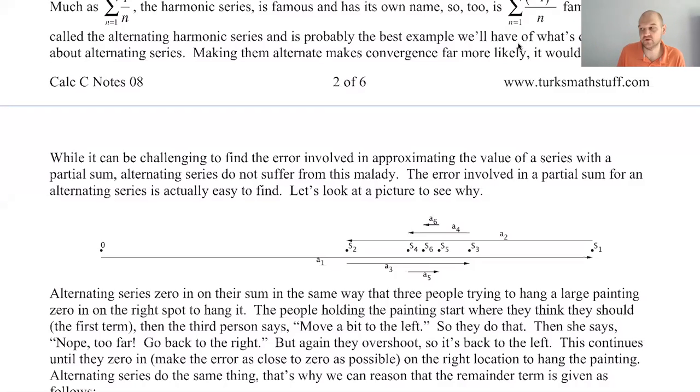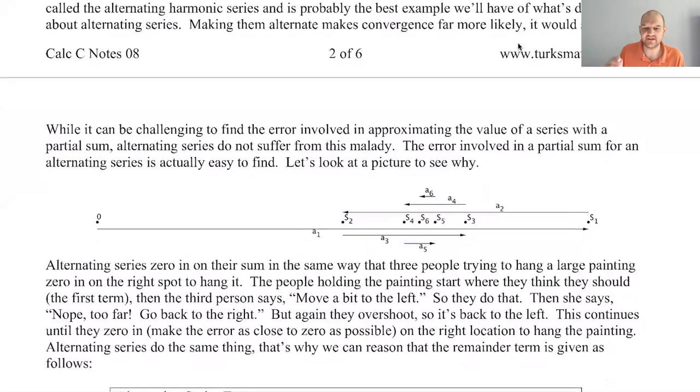In Calc BC, you don't really run into a series where the magnitude of the terms doesn't decrease. It doesn't happen very often, so I wouldn't worry about that. It's more the limit being 0 that you should worry about, and that's the first one you should calculate when you have to choose. So we want to talk about the error involved.